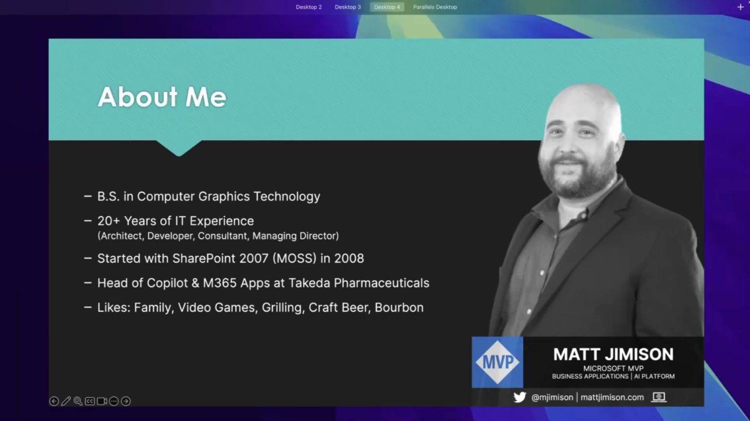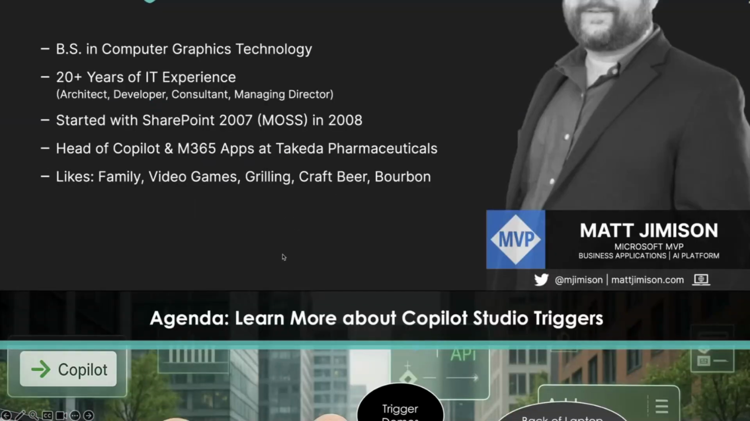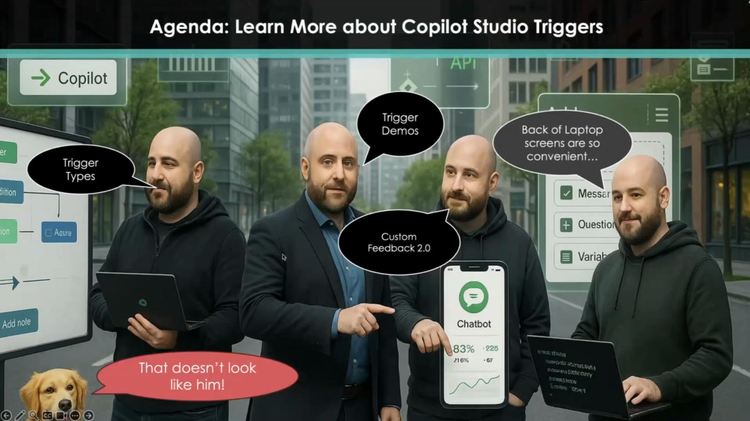Okay, that's enough about me. So what are we going to be talking about today? Well, like I said, we're going to be really going through definitions of different trigger types. We're going to do plenty of demos. A little sneak peek into the demos: we're going to be doing an expedited old demo I did last year on custom feedback that no longer works based on changes to Copilot Studio. We're going to see how to make it work with some of the new trigger types. And that is what we're going to be doing.